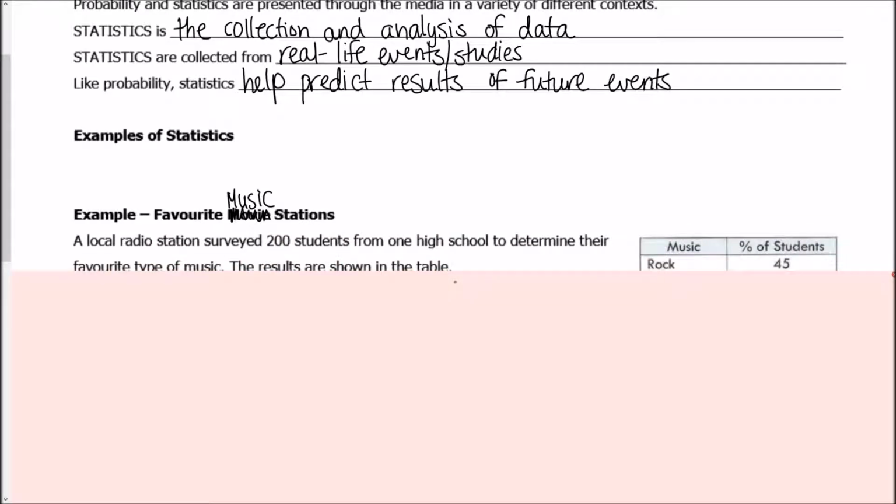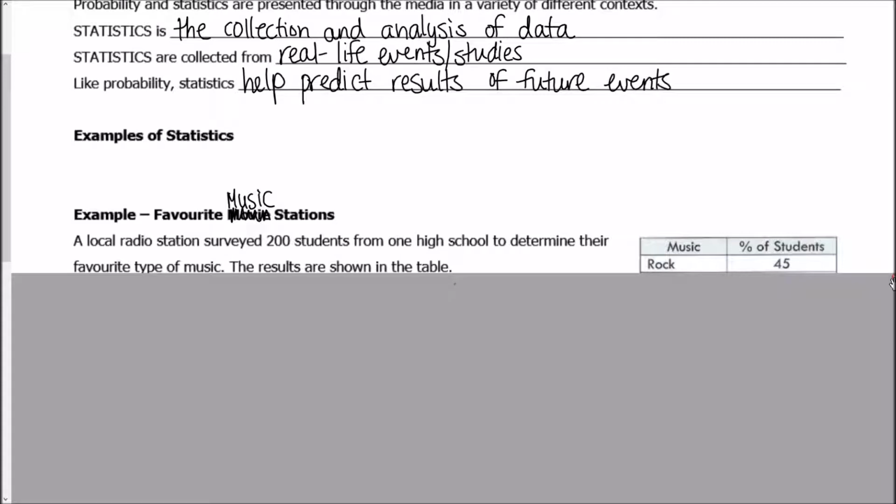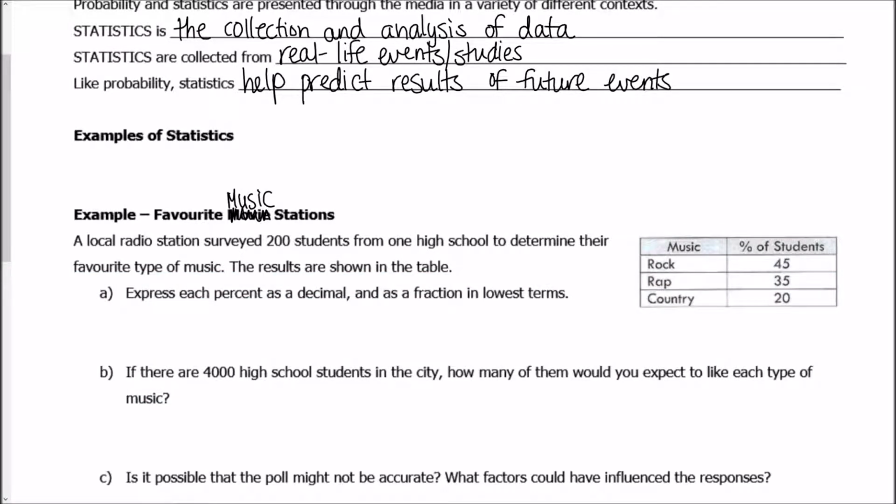And it says a local radio station surveyed, sorry, let me just X out of this. A local radio station surveyed 200 students from one high school to determine their favorite type of music. The results are shown in the table. So question A asks us to express each percent as a decimal and as a fraction in lowest terms. So it says that 45% of students prefer rock, 35% of students prefer rap, and 20% of students prefer country.